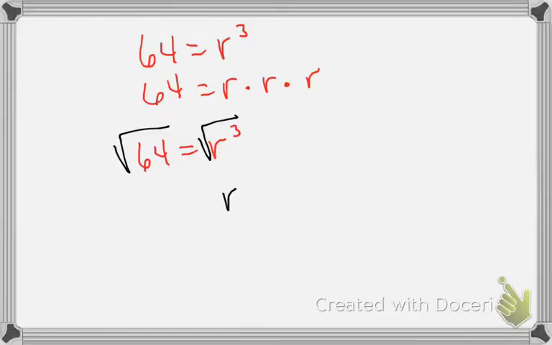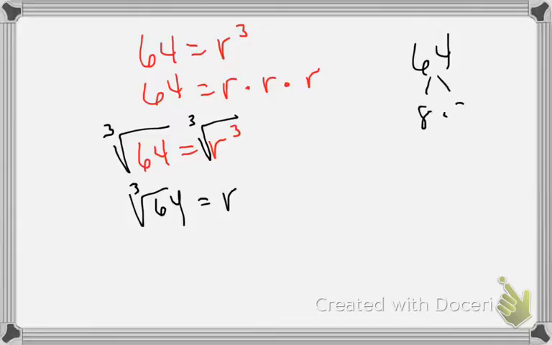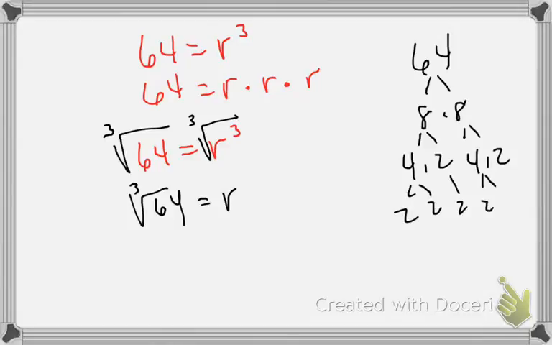So that would make it r equals the cube root of 64. Okay, that little 3 is the index, and that's between the little check mark. That's called an index, and that's called a cube root. All right, so here we go. We take 64. We know 8 times 8 is 64. We know 4 times 2 and 4 times 2. Then 2, 2, 2, 2, 2, and 2. So all I did was do a factor tree on it.